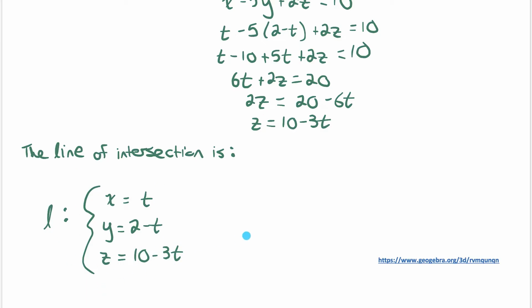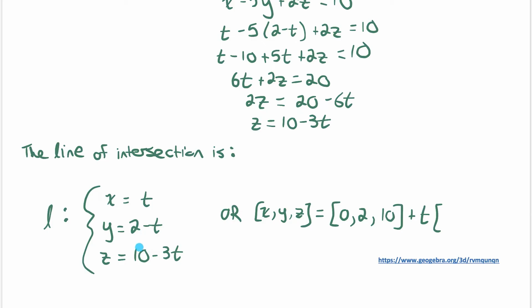So we could leave the parametric equations like that, or we could write the vector equation where we write the vector x, y, z is equal to a sum of the position vector, which we get from the constant terms, which were 0, 2 and 10, plus a scalar multiple, we call it t, of the direction vector, which are the coefficients of t, which are 1, -1, and -3. So either of those final answers describe the line of intersection. So any point that falls on that line satisfies the equation of all three planes.